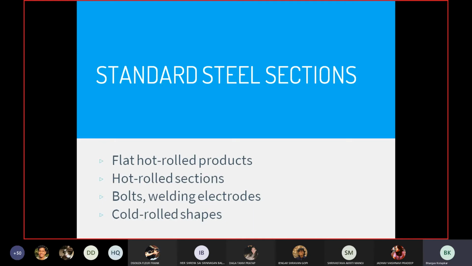Okay, last part of our introduction is the standard steel sections. What are the commonly used steel sections that you should know and start with in case you're working with a steel project? Now, they can be categorized into 4 types depending upon how they're manufactured and what type of sections they are. So it's flat hot rolled products. Hot rolling is a way of manufacturing the steel components. Then there are hot rolled sections. Then our connections consist of bolts and welding electrodes. And finally, cold rolling is another way of manufacturing these elements. We are particularly going to look at the first 2 types, because we are going to design our elements with these types of components.